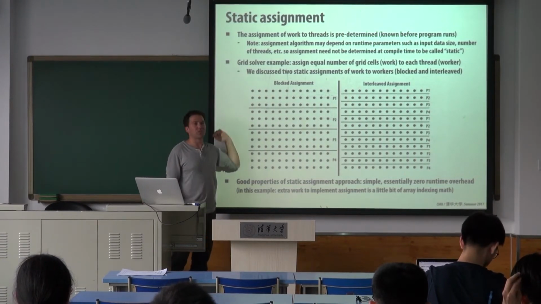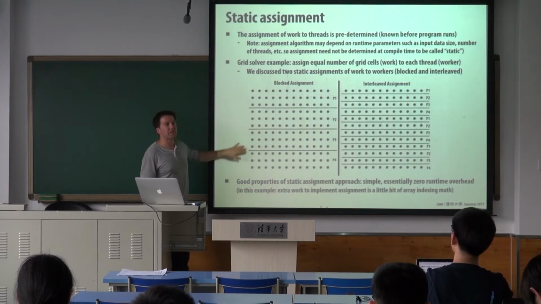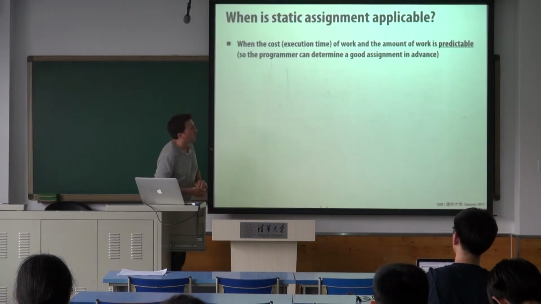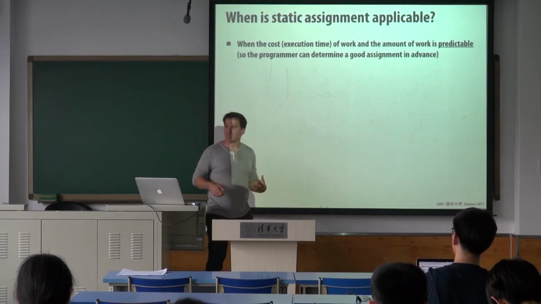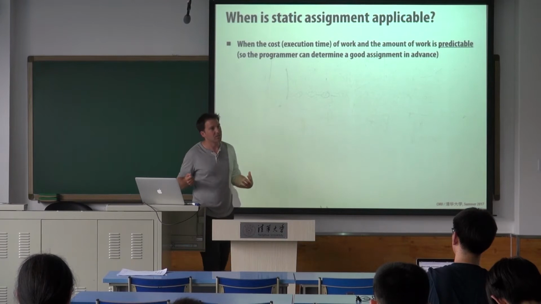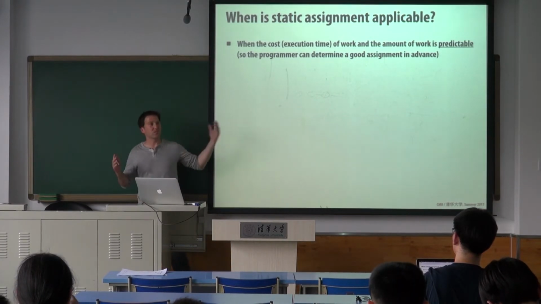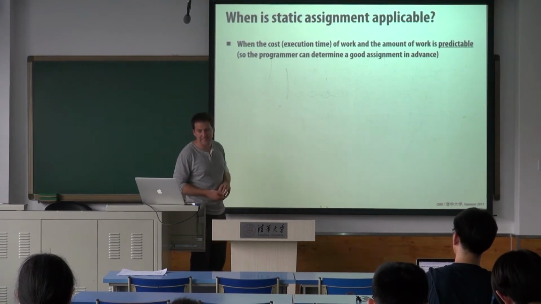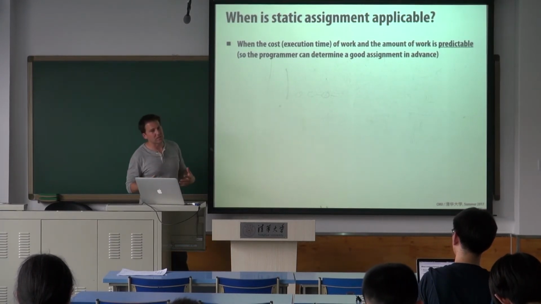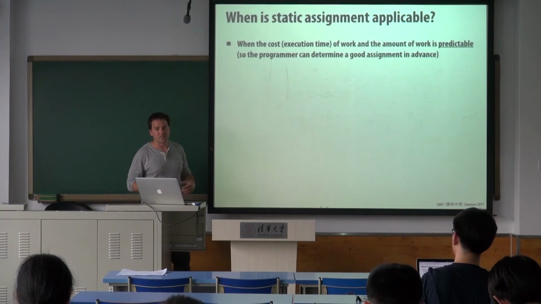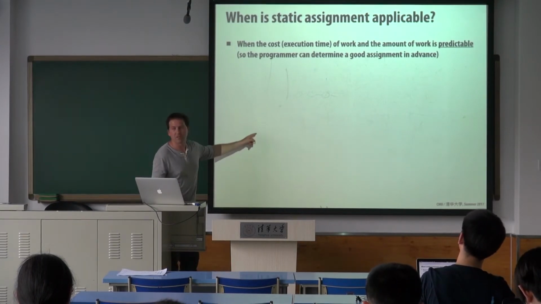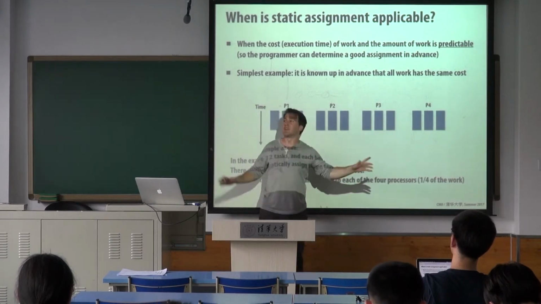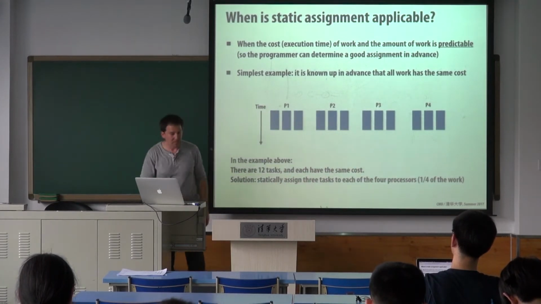If some took a lot more time than others, this may be a very bad partitioning of the work. So I can get by with static assignment, because it's the easiest thing to do. So if this works well, I want to do it. I can get by with static assignment when the cost of the work is predictable. So one example of when it's predictable is, well, I know that it's all the same cost.